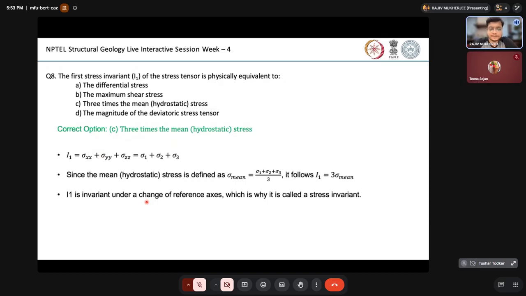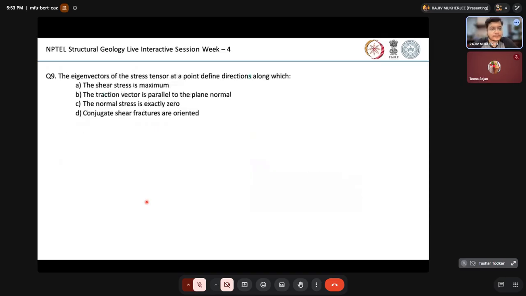Okay, so going to the next question. The eigenvectors of the stress tensor at a point define directions along which the shear stress is maximum, the traction vector is parallel to the plane normal, the normal stress is exactly zero, and conjugate shear fractures are oriented.